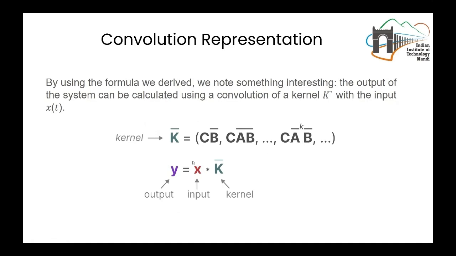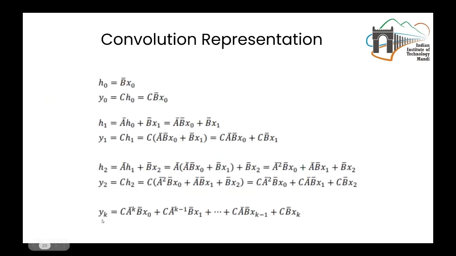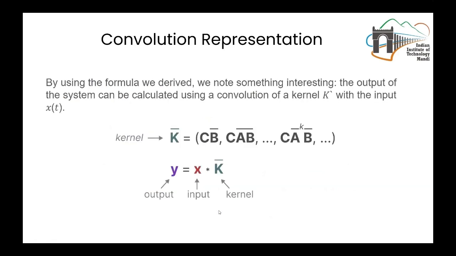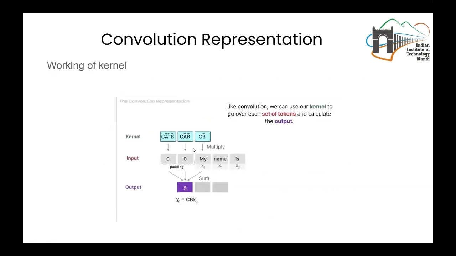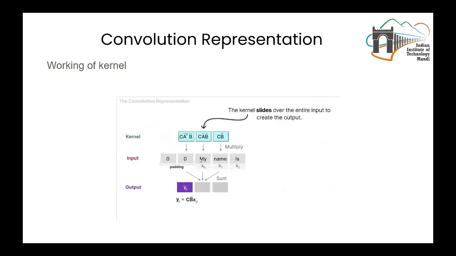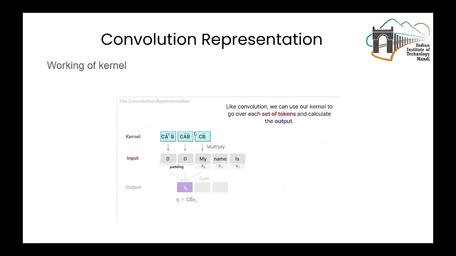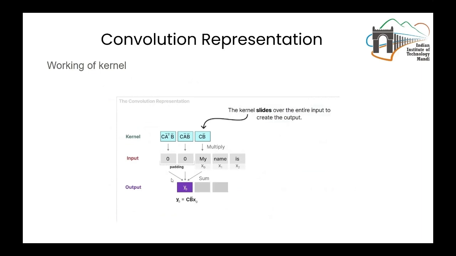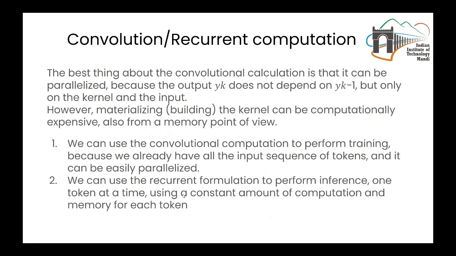Now, how this helps with parallelization is that the kernel is a constant value and can be applied to each token individually. As you can see here, the yk does not depend on hk minus 1 anymore. It just depends on all the initial input. Now this is how the kernel works. The kernel is multiplied with the input after adding padding, and as you can see, this is moving forward, but actually all the three kernels are applied at the same time, and we get the output at the same time. So now we have successfully made two versions of SSM, convolutional and recurrent, and we are able to parallelize the training.